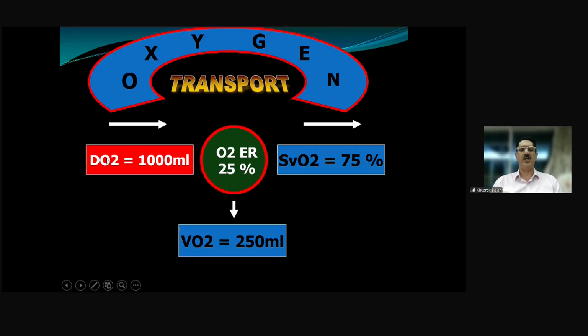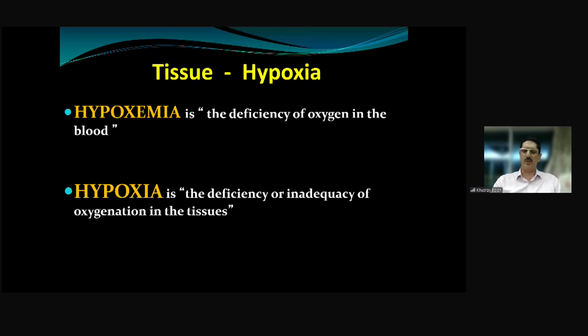And then this delivery of 1000 ml goes to the tissues, but the tissues are only happy with 250 ml, and therefore they extract 25%. And on the venous side, 75% is returned back to the heart. So therefore, your arterial saturation is near 100%, but your venous saturation would be 75%. So just to understand what happens at the tissue level.